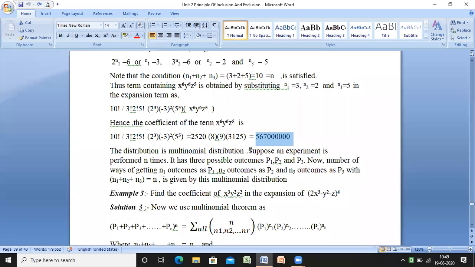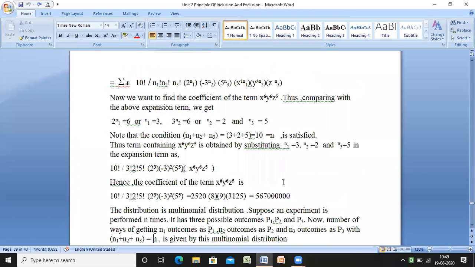What they mention is the three possible outcomes P1, P2, P3, and the number of ways of getting n1 outcomes as P1, n2 outcomes as P2, and n3 outcomes as P3. In this way, the condition n1 plus n2 plus n3 equal to n is also satisfied, and this is the multinomial theorem distribution. I hope you understand the example. If you consider those values of n1, n2, n3, then we can satisfy the condition for the coefficient values, whatever we get for x, y, and z.